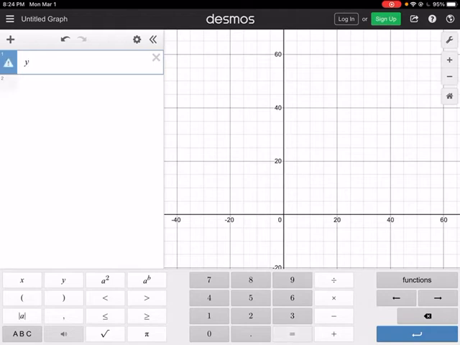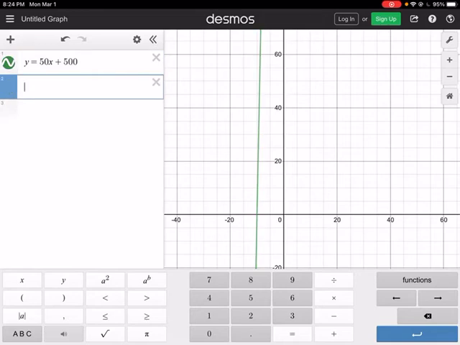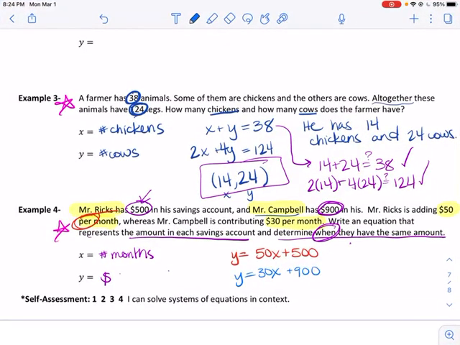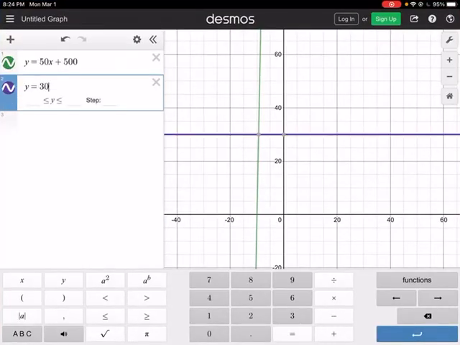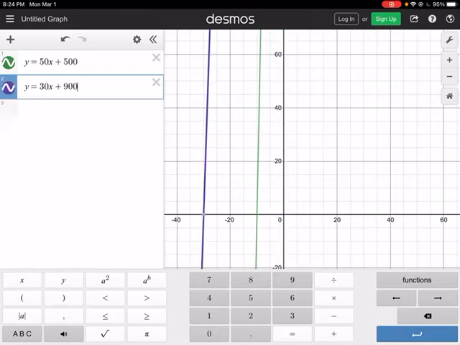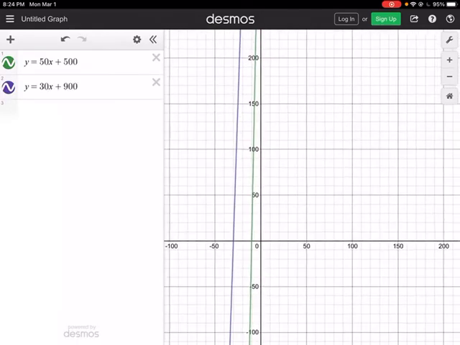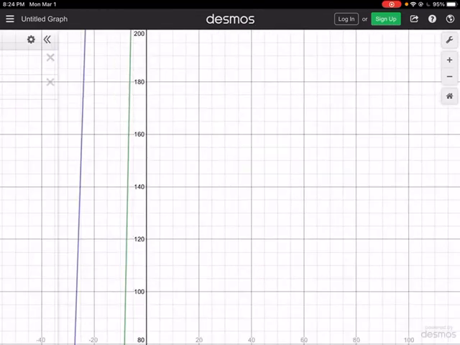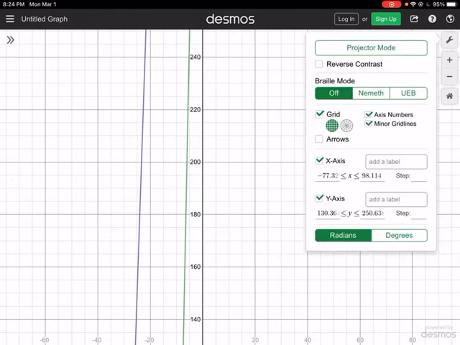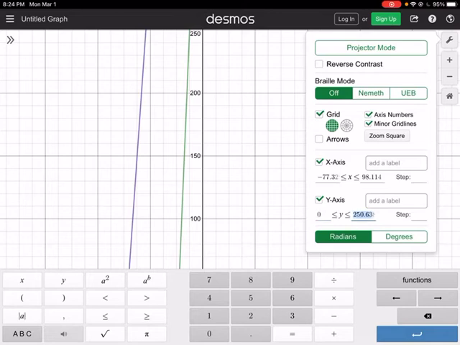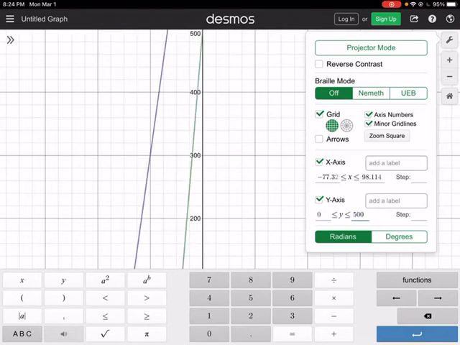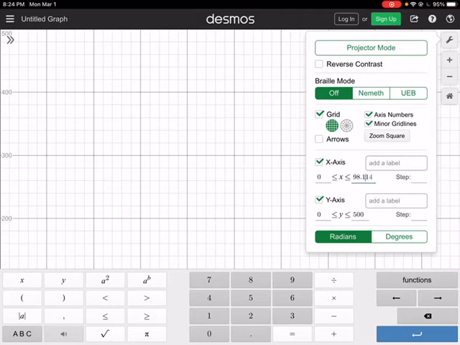All right, y equals 50x plus 500. And then what was my other one? y equals 30x plus 900. Okay, so this looks a little weird, so I'm going to zoom out a little bit. Oh, man. These just look really steep, and it's making me feel a little wonky. So I'm going to make my y-axis go from 0 to 500, maybe. And then x-axis doesn't make sense to start before 0. And then, yeah, sure.